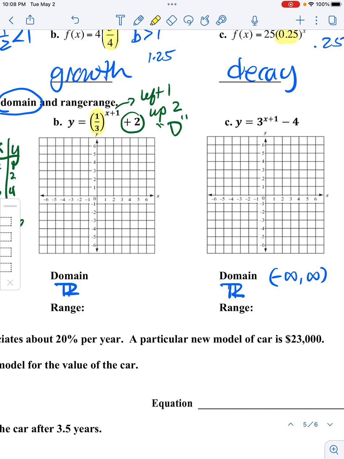Now let's go back to this business about moving up 2. If you move up 2, that moves your horizontal asymptote up 2. The floor just went up to 2. And if you have a horizontal asymptote at 2, that's going to mean your range is tied to that value and your graph will stay above that.